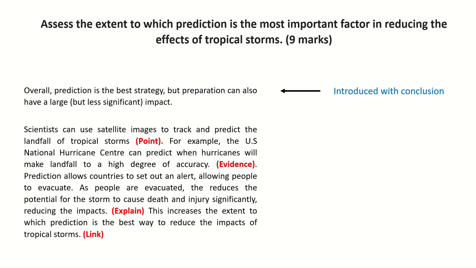Prediction allows countries to set out an alert, allowing people to evacuate. As people are evacuated, this reduces the potential for the storm to cause death and injury, significantly reducing the impact. I've then explained it. This increases the extent to which prediction is the best way to reduce the effects of tropical storms.